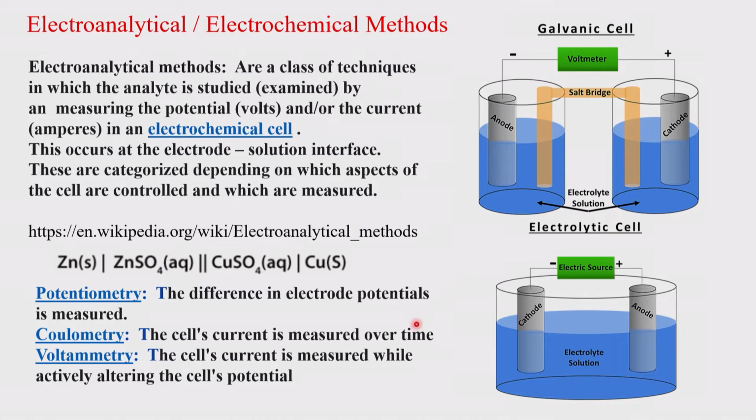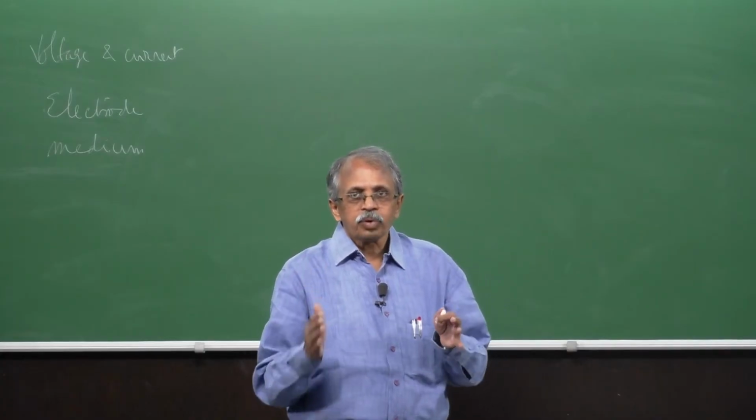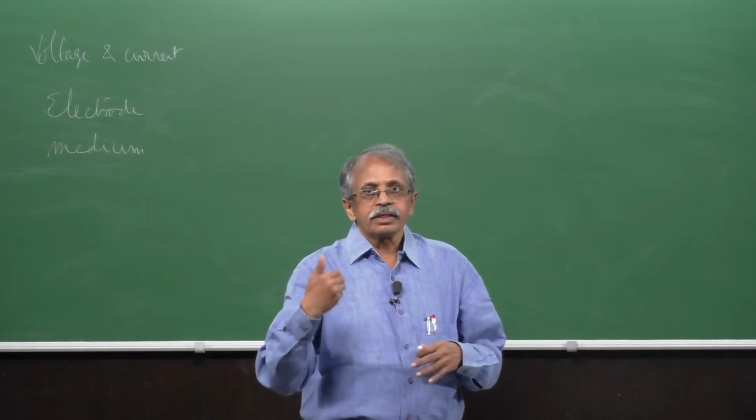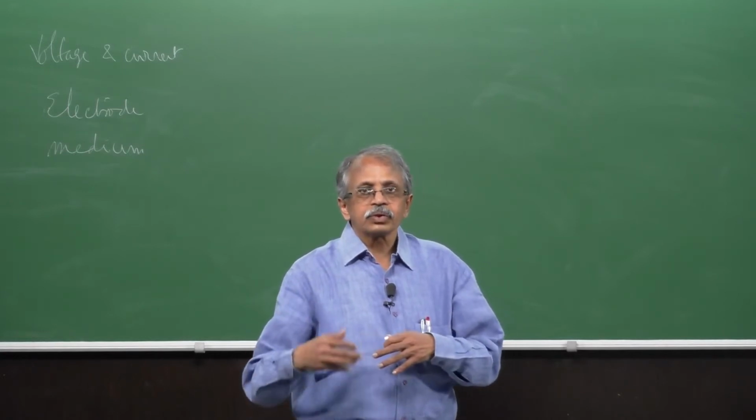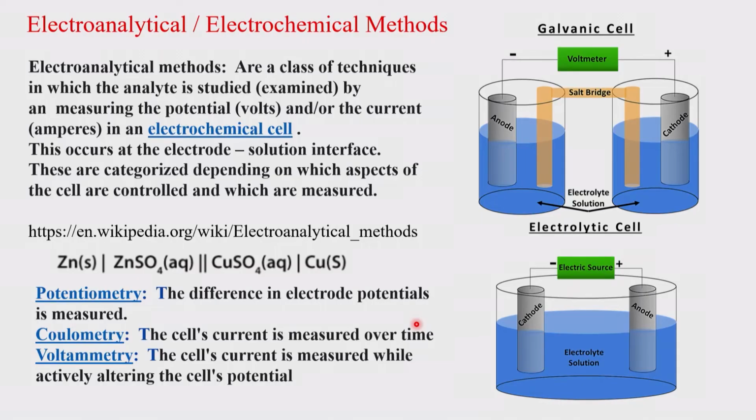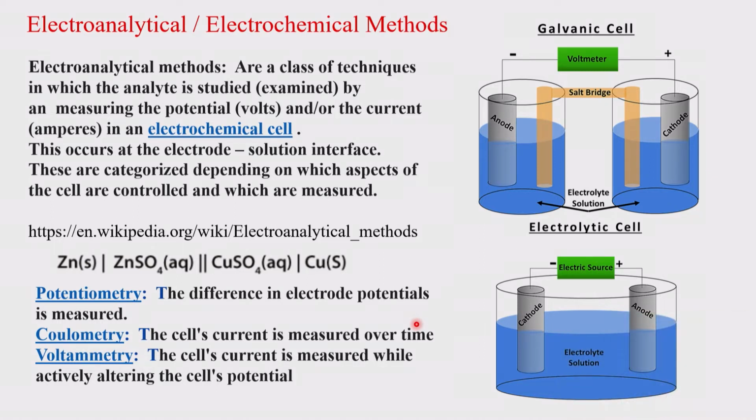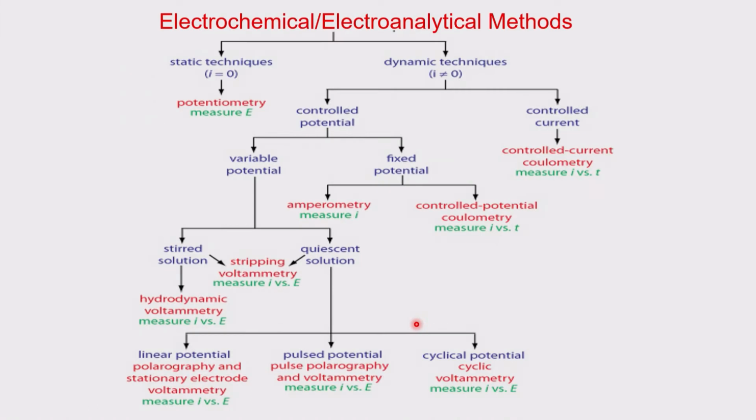Potentiometry is one of them. You measure the difference in potential between the reference or standard versus this. In coulometry, you are going to measure the current as a function of time, how much of the current is consumed, etc. In voltammetry, what you do is you apply a particular potential and start measuring the current, and you keep scanning the potential and then measure the current. So using these, you can have a variety of techniques.